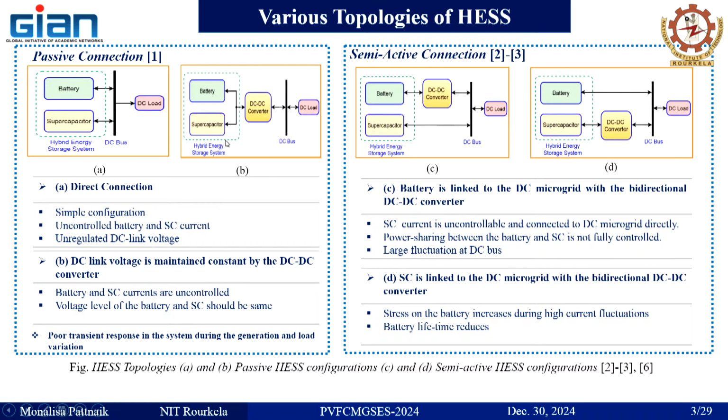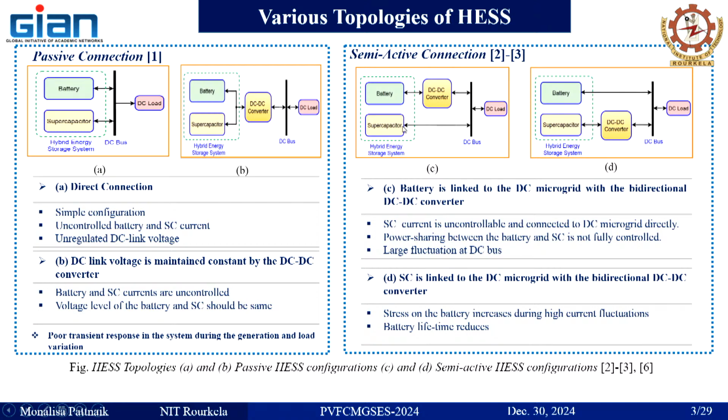Then coming to the second topology of this passive connection, here the battery and supercapacitor are again connected in parallel, so they should have the same voltage level. Once they are connected in parallel, they are connected to the DC bus via this bidirectional DC-DC converter. One advantage is that we can regulate the DC bus voltage, whereas the regulation of the individual units, battery and supercapacitor, we cannot control properly. That is the disadvantage of this topology.